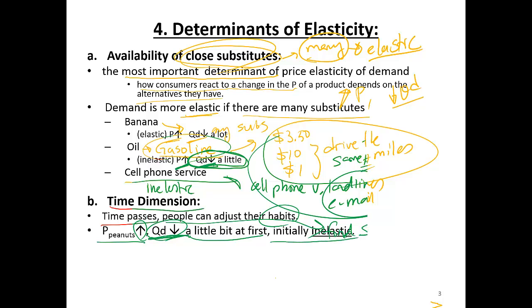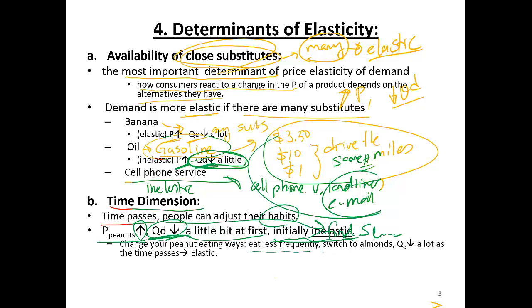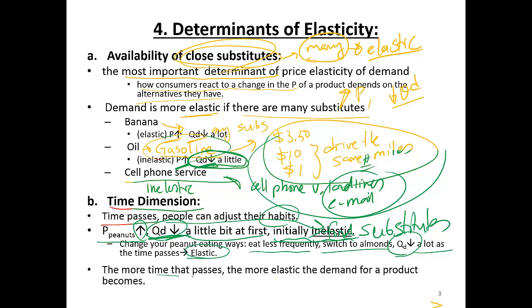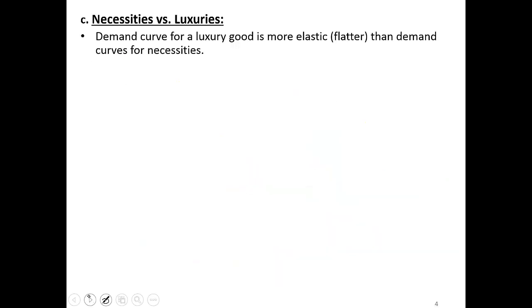So here's the idea. Before time passes, you have inelastic demand, but in the long run, I changed my peanut eating habit. I was eating less frequently. I switched to something relatively cheaper, so quantity demanded of peanuts went down a lot as time passed. So initially, demand is inelastic when the price goes up, and eventually it becomes more elastic. The more time that passes after the price increase, the more elastic the demand of a product becomes. Just keep that in mind.